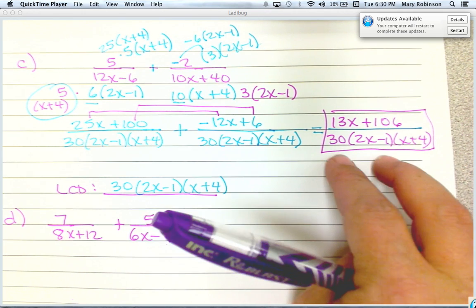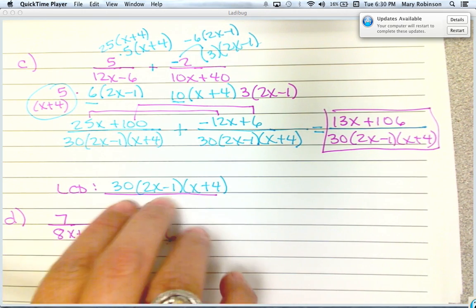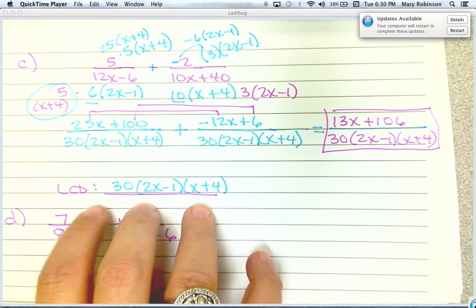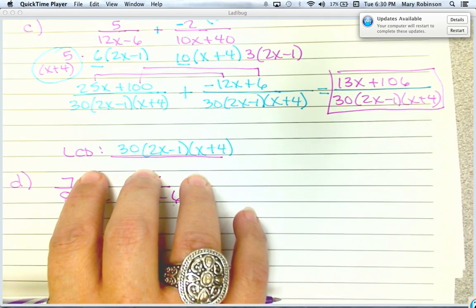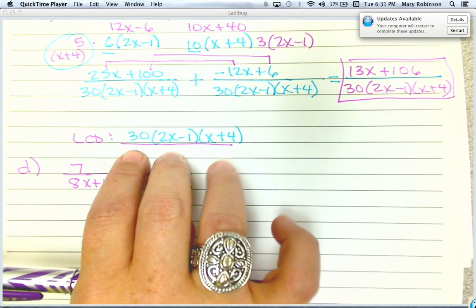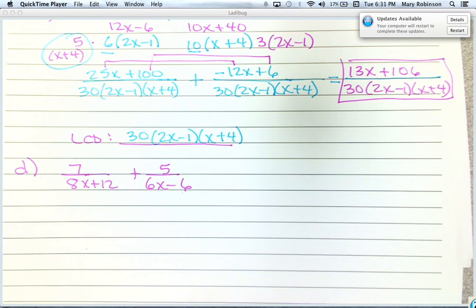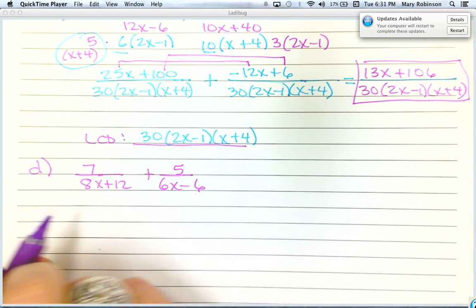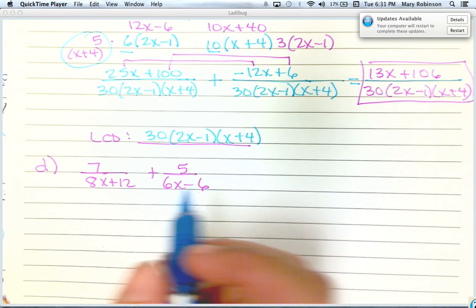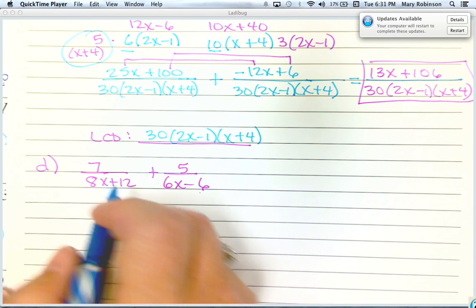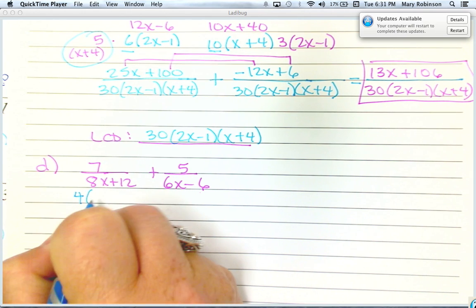This is worth 4 points, and this is worth 2 points, or 3 points actually, just stating the LCD. So if you don't understand that LCD part, you're going to lose some points. There's 3 terms here, 3 factors in your LCD, so that's going to be worth 3. So on D, again, similar process. Here you can factor out a 4.